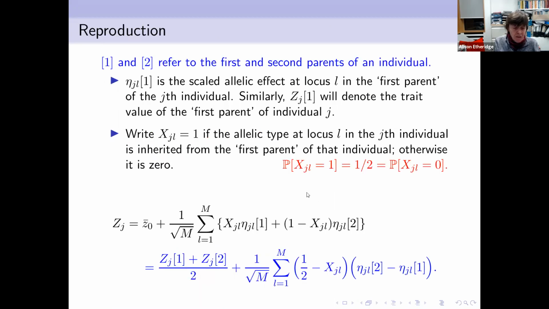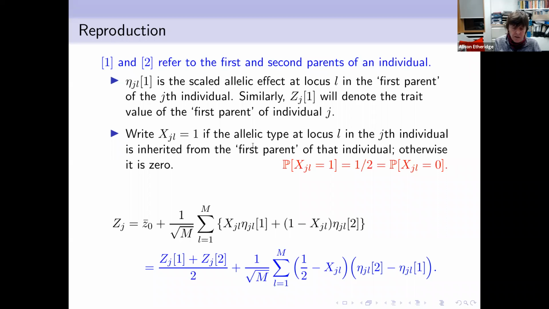All right, so let's see what happens during reproduction for this model. Remember that 1 and 2 refer to the first and second parents of an individual. So eta JL1 is going to be the scaled allelic effect at locus L in the first parent of the jth individual. And similarly, ZJ1 is going to be the trait value of the first parent of individual J. And now we're going to represent that Mendelian inheritance by using Bernoulli random variables. So I'm going to write XJL to be 1 if the allelic type at locus L in the jth individual is inherited from the first parent of that individual, and otherwise it's 0.